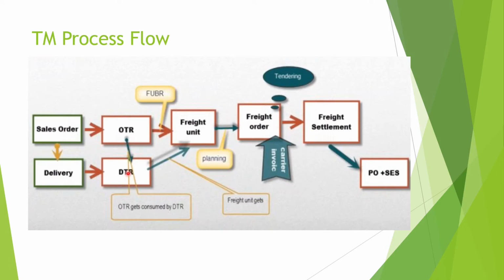Automatically replicated in ECC, where what happens is earlier this freight unit was assigned to OTR, but now this OTR is no more available in the system. I mean, it will exist, but this freight unit will automatically be assigned to DTR. It will not be assigned to the OTR anymore because this OTR will be fully consumed, and the system will treat the DTR as a source document.